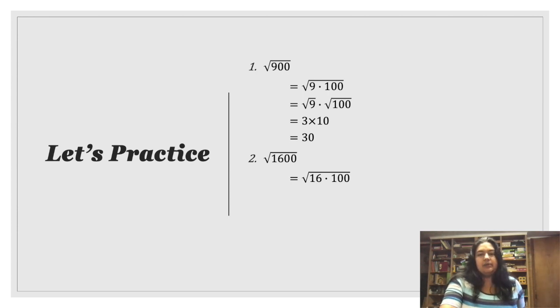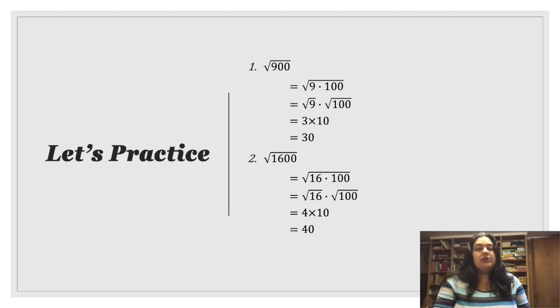Okay, I'm splitting them up. That's the square root of 16 times the square root of 100. So the square root of 16 is 4, and the square root of 100 is 10. So that simplifies down to 4 times 10. 4 times 10 is just 40. Okay, so that had to do with the product.